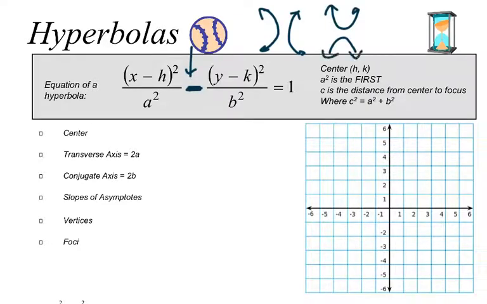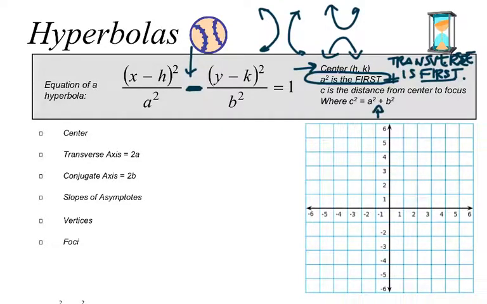We have two types of hyperbolas, what we call right-left and then up-down. It still follows our same thing of the center being h, k, but here we see something different. Transverse is first. Okay, and then c squared is equal to, interesting, a squared plus b squared. So where this was a minus, now that becomes a plus.